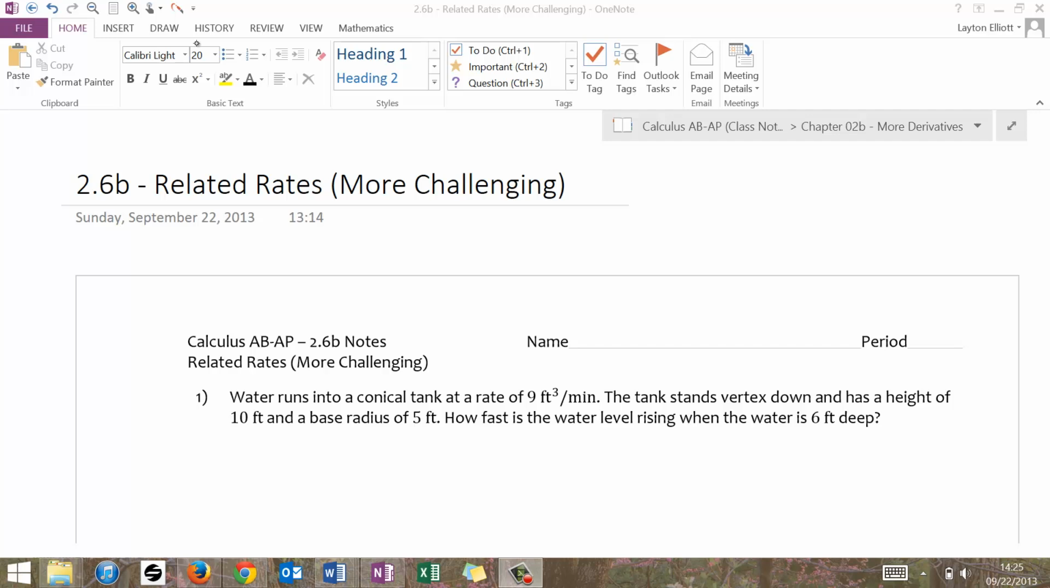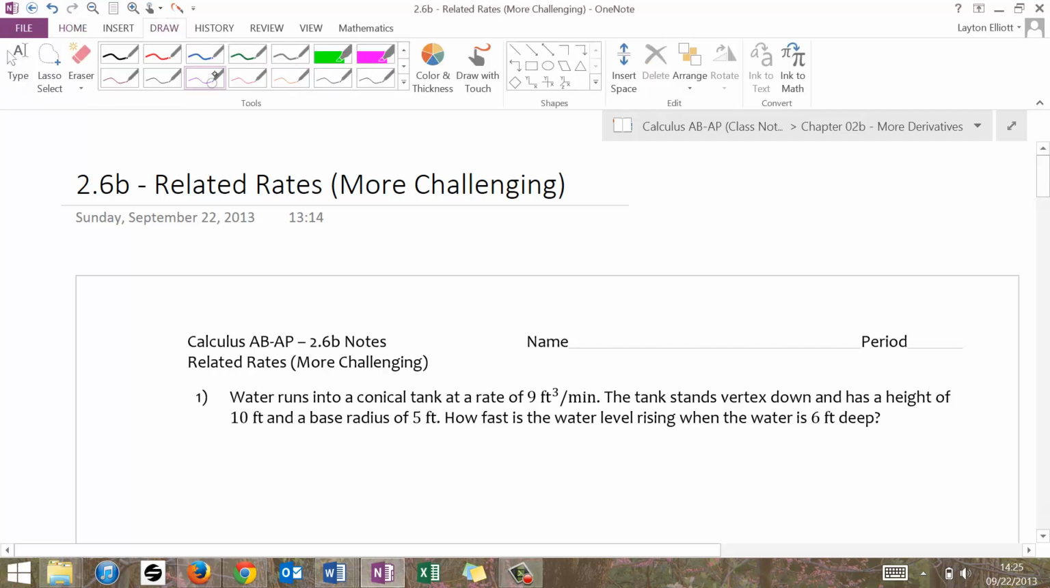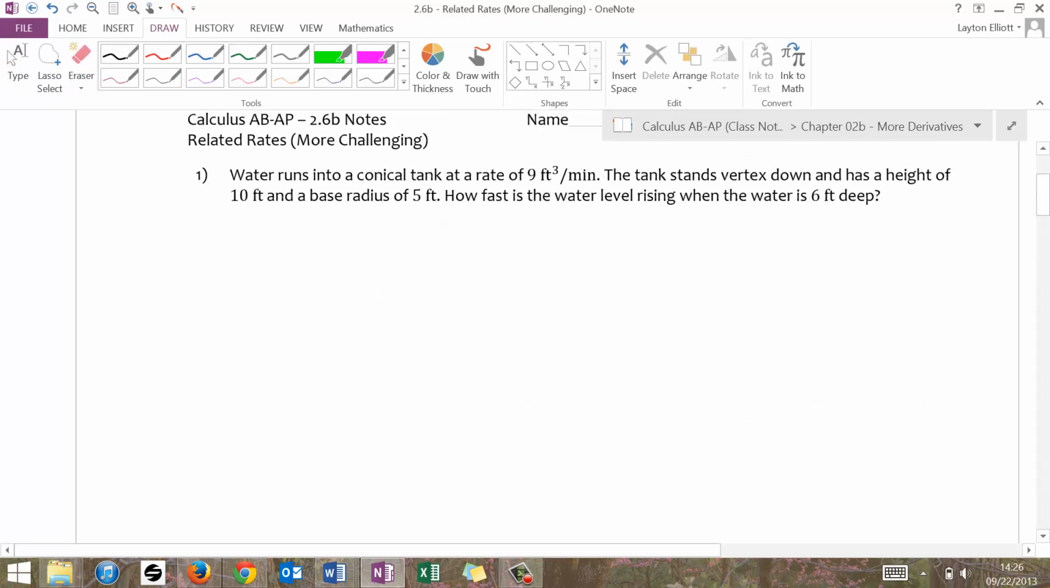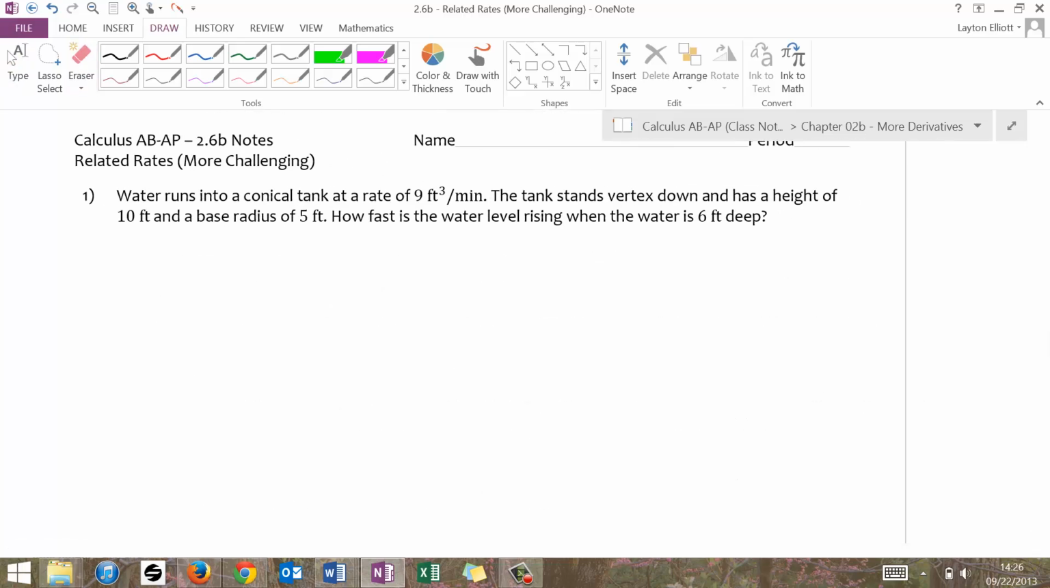Round 2 of related rates introduces some new ideas, including the conical tank, a tank that's an upside-down cone. We're going to be dealing a lot with cones. So let's start. Water runs into a conical tank at a rate of 9 feet per minute.